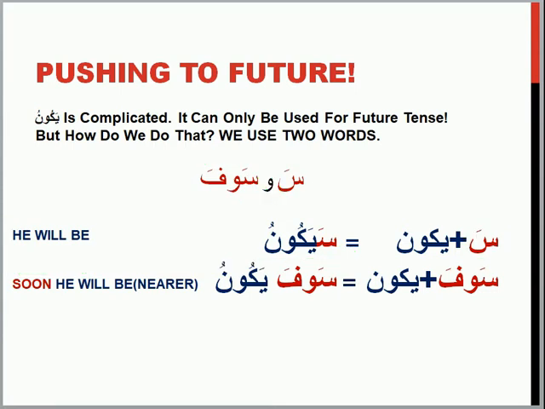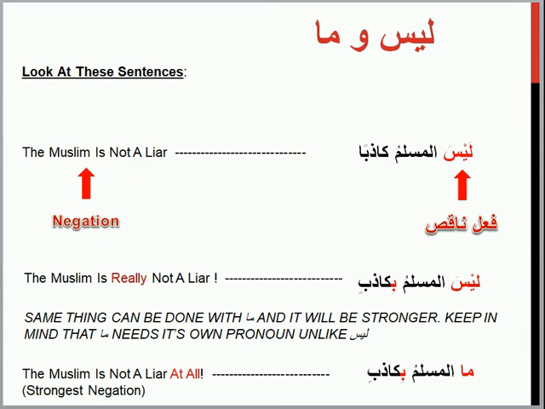And now let's get introduced to Laisa and Ma. And we'll also know about negation. I'm using this will be a lot today, I don't know why. So negations, that means negating a sentence, making a sentence negative, to be more simplistic. The Muslim is not a liar. Laisa muslimu kaziban. The Muslim is not a liar.